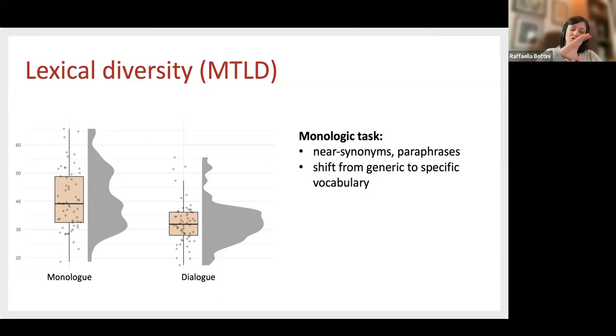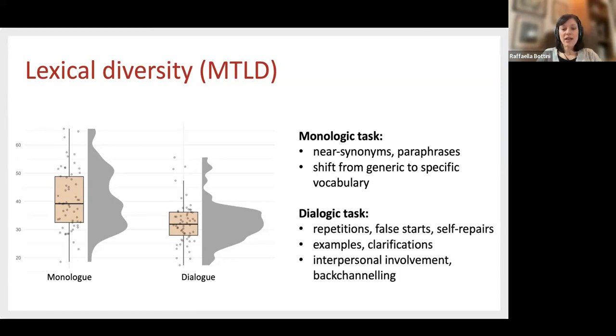Usually it starts with an introduction, a main body, and then a conclusion. So learners might shift their vocabulary from generic to more specific, again, varying their words and reducing the number of repetitions. In dialogic tasks, because it was just one in this study, learners might use more repetitions, more false starts and self-repairs, because of course they are involved in a co-construction of learning with their interlocutor.